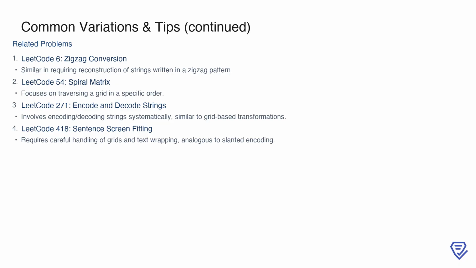Finally, LeetCode 418, Sentence Screen Fitting, involves text wrapping within a grid, requiring careful handling of grid dimensions and alignment, making it analogous to the slanted encoding process. Exploring these problems can reinforce your understanding of structured traversal and manipulation techniques.